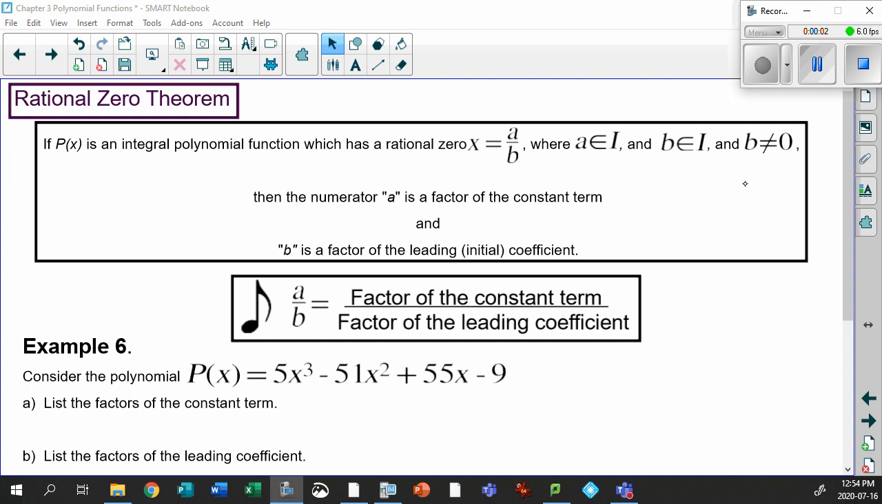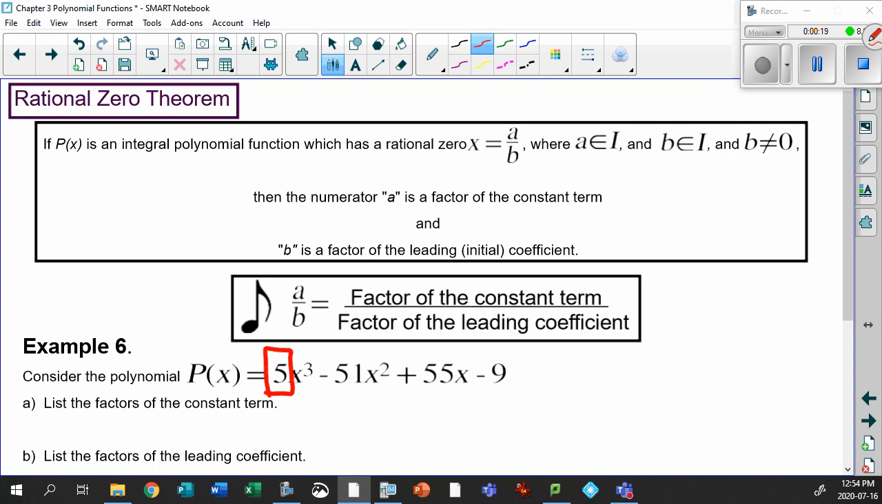Have you noticed something about all of the questions that we've done so far? Every one of the questions, the leading coefficient has been a 1. But what happens if the leading coefficient isn't 1? Like, for example, right here. Look, I give you a 5. Does that mean we abandon everything that we've learned so far? No, of course not. But we have to introduce a new zero theorem. And it's called the rational zero theorem.